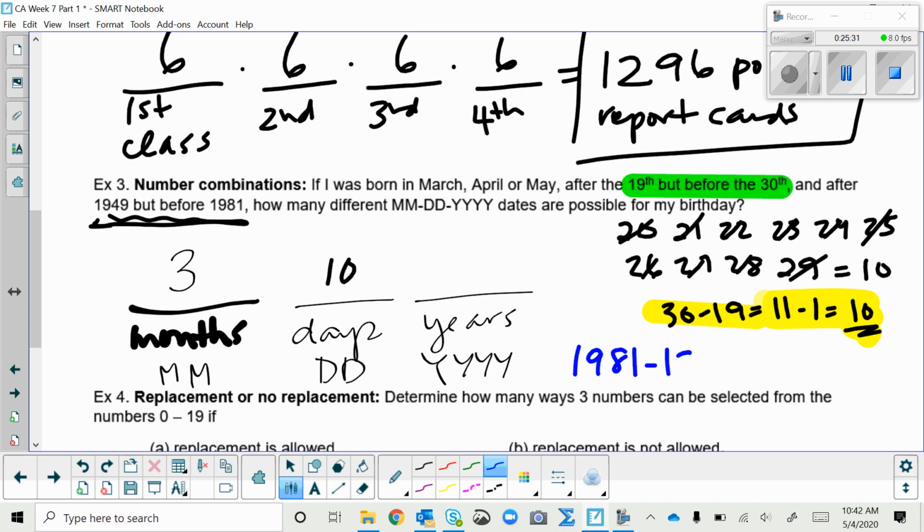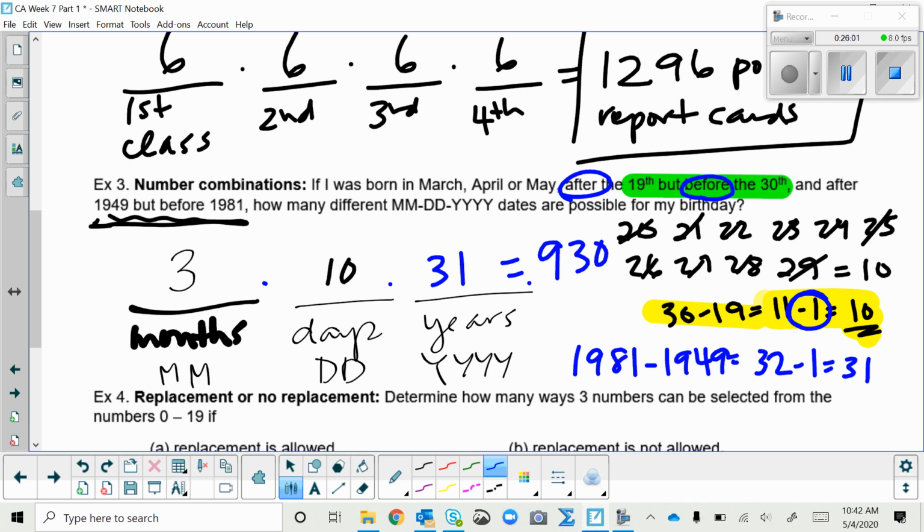1981 minus 1949 is 32. But then what did we do next? We subtracted 1. That accounts for the thing that says after this and before that. And so there's 31 possible years. And what are we going to do with those numbers? 3, 10, and 31? Going to multiply them. So there are 930 possible dates for this person's birthday, in case you're trying to hack their account and think that their birth date is their password. You have 930 options that you can try.